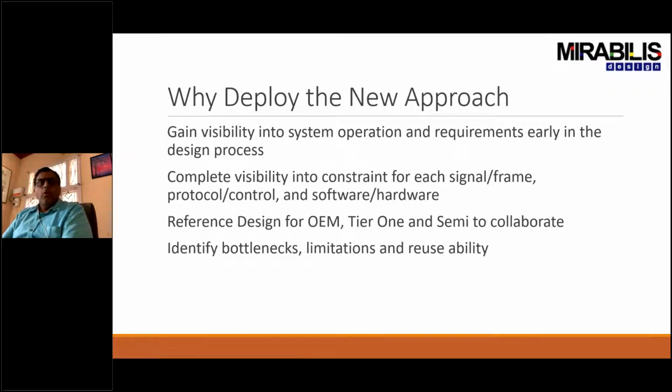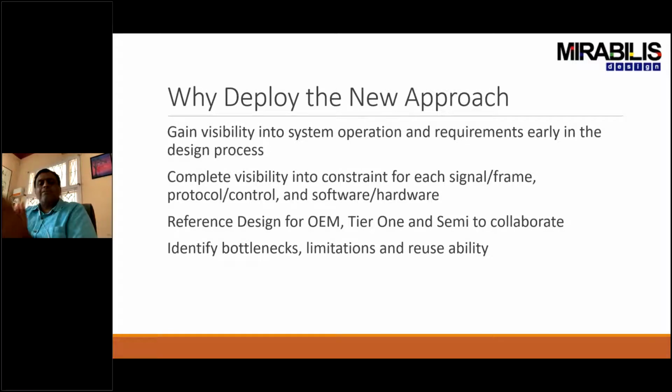Now, always the question is, yeah, I could do it later, but why deploy this new approach? There are a number of reasons. The biggest ones are, I want to gain visibility into my overall system operation before I find an error when I'm trying to build a product. I want to understand what the constraint is for each signal or frame, and what elements go in hardware and what elements can go in software. Or for example, what are the aspects of Ethernet, say my control data timing? Do I really need it, or can I go with just Class A, Class B audio-video bridging?